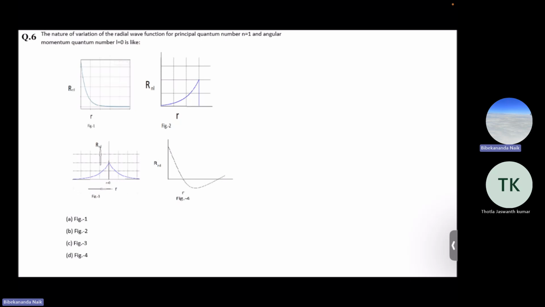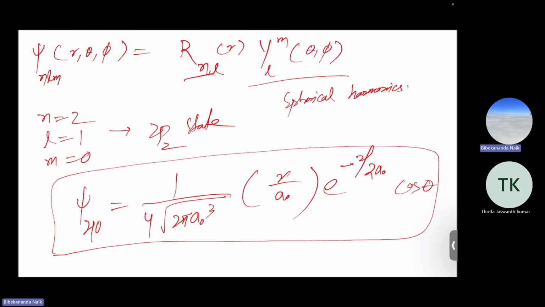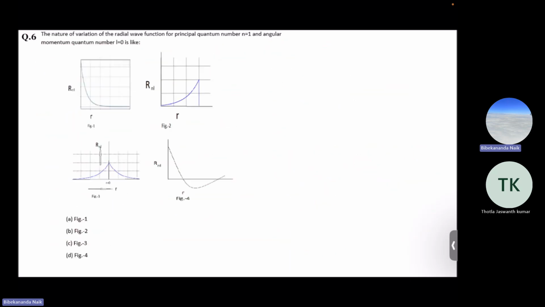Now question number 6. Question number 6 says the nature of variation of the radial wave function for principal quantum number n equal to 1 and angular momentum quantum number l equal to 0 is like. As we already discussed, it is R nl. The options are given: figure 1, figure 2, figure 3, and figure 4, and we need to find out R10. First we need to find out the expression for R10, and then we will compare it with the graphs present to find out the correct graphical representation of the function R10.